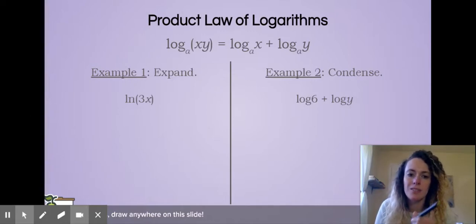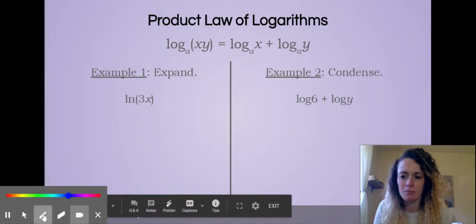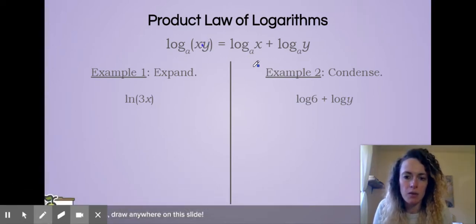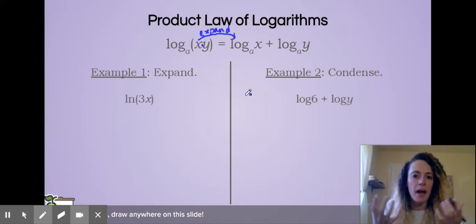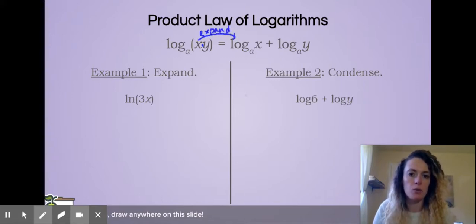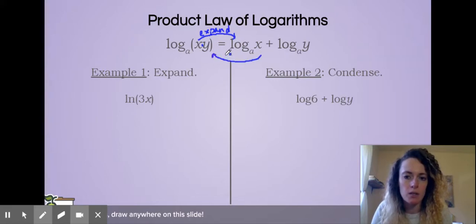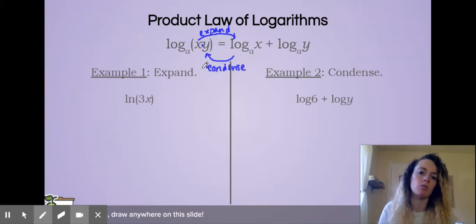So if you notice, similar to the product property of exponents we just talked about, when you multiply inside the logarithm and you want to expand it out, going this way is expanding, you add the two logarithms together. Or going the opposite way, if you have two logarithms that are added together and they have the same base, if you want to condense, you would multiply the two values you were taking the log of. So we're going to do both.